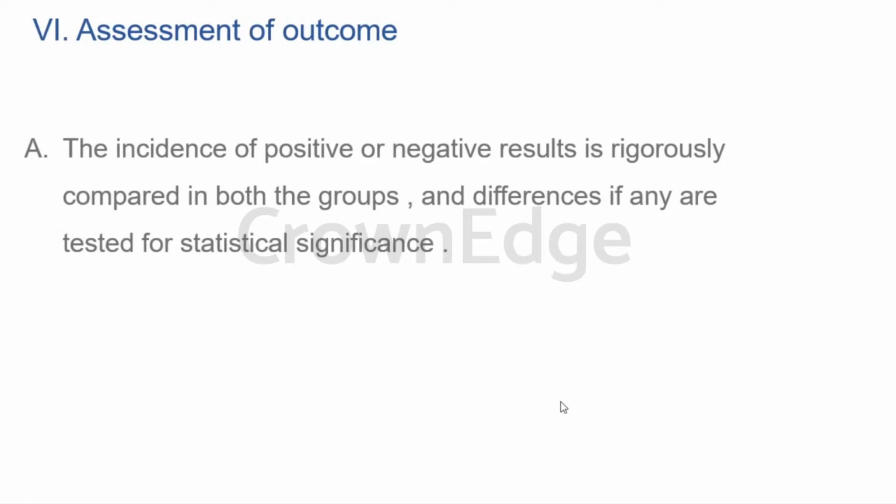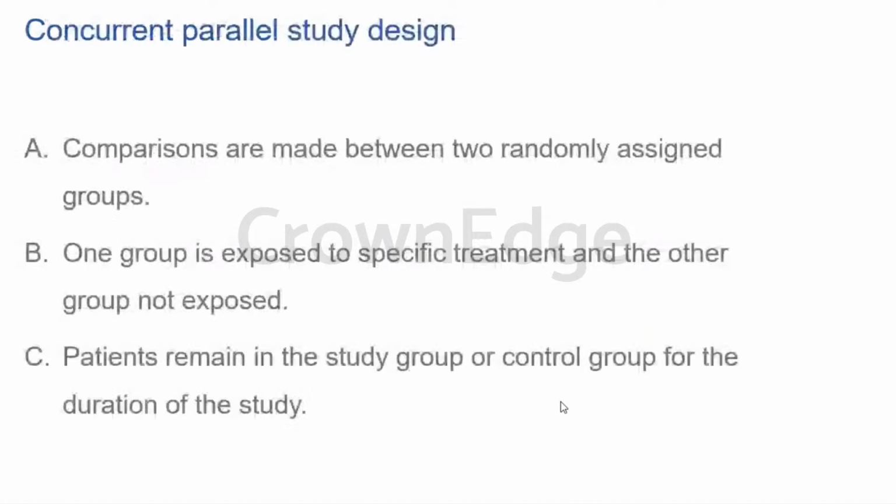The incidence of positive or negative results is rigorously compared between the two groups, and if there are any differences, they are tested for statistical significance by using different statistical methods. Now there are different types of randomized control trials. There is a concurrent parallel study design and a crossover study design.